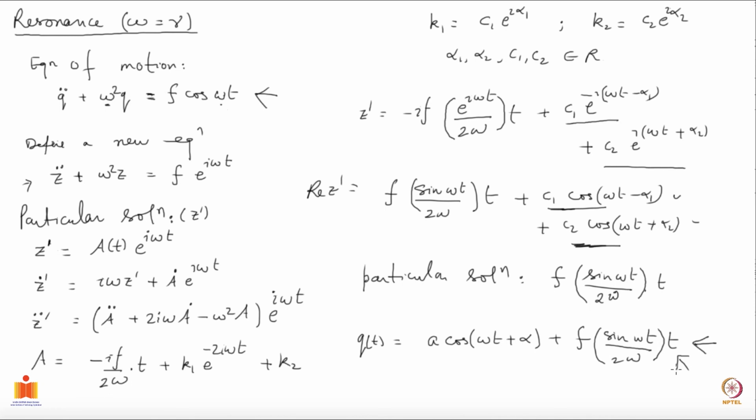Okay. So for large t, the approximation of small oscillations breaks down.